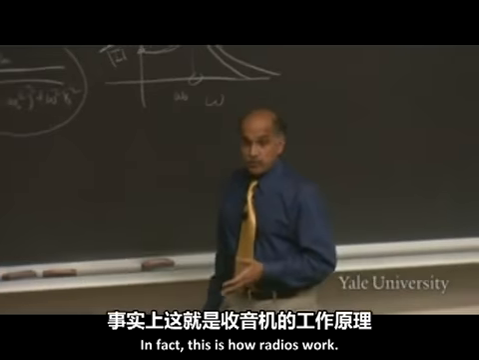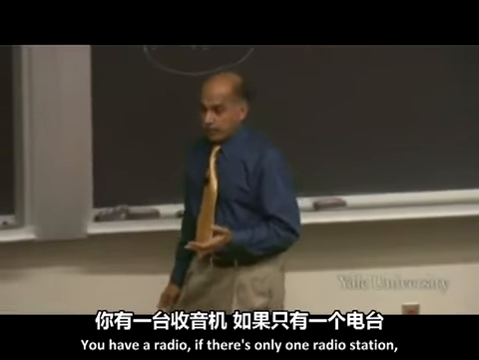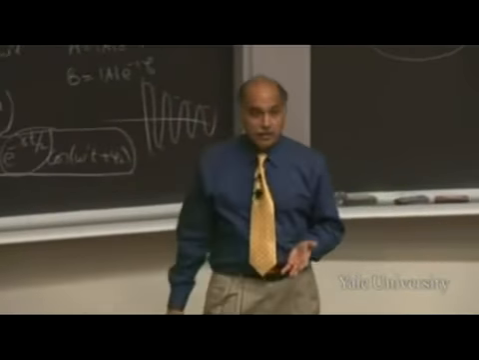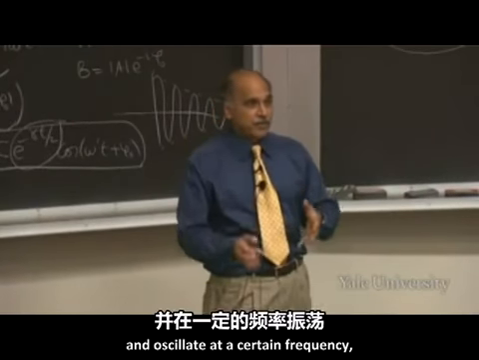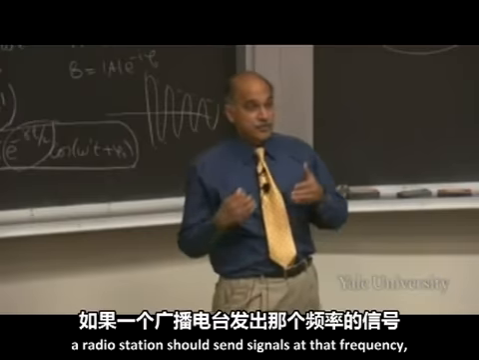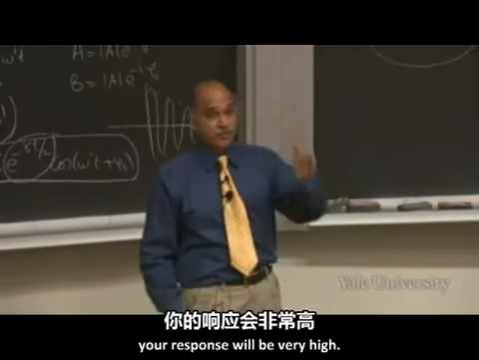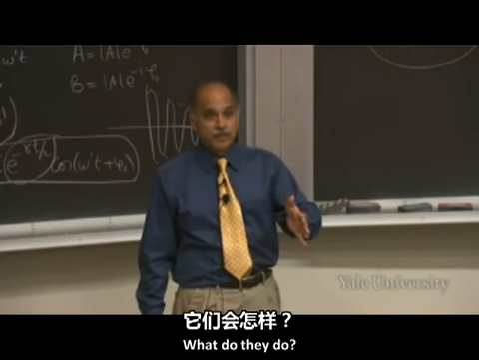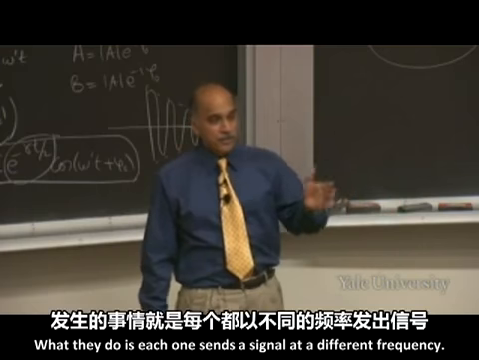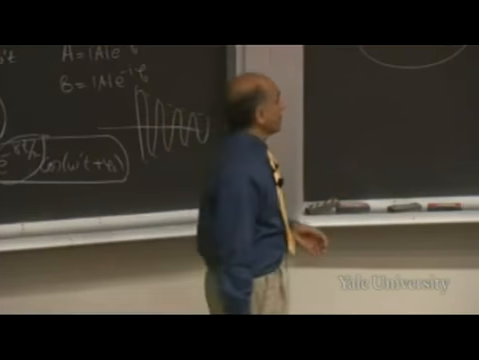In fact, this is how radios work. If there's only one radio station, you build an electrical circuit in which the currents like to go back and forth, or oscillate, at a certain frequency. The radio station should send signals at that frequency, and your response will be very high. But what if there is more than one radio station, which is a fact of life? What they do is each one sends a signal at a different frequency.